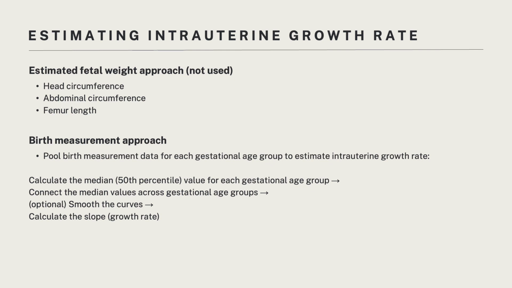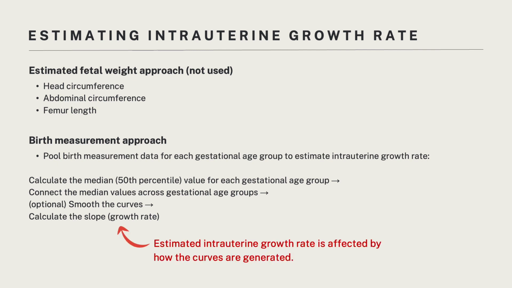A bunch of birth measurement data can be grouped together by gestational age and used to calculate the median value from each group. The values over a range of gestational ages are then connected and smoothed to form a curve. This curve represents the estimated intrauterine growth pattern. We can then calculate the slope of the curve to derive the median growth rate. How we smooth the curve may affect how the estimated growth rate appears.